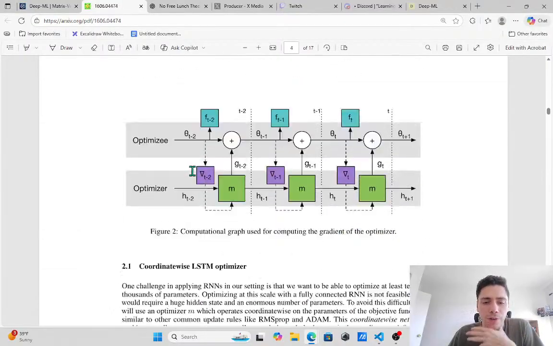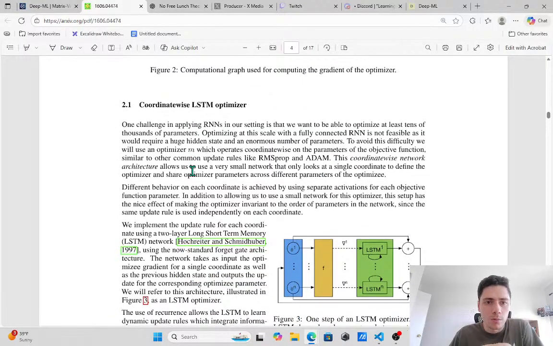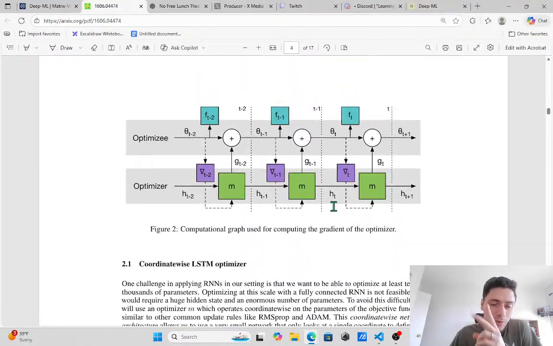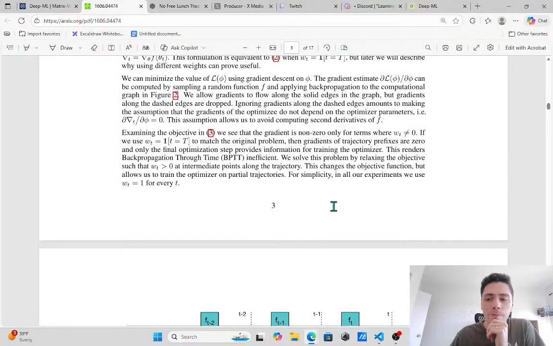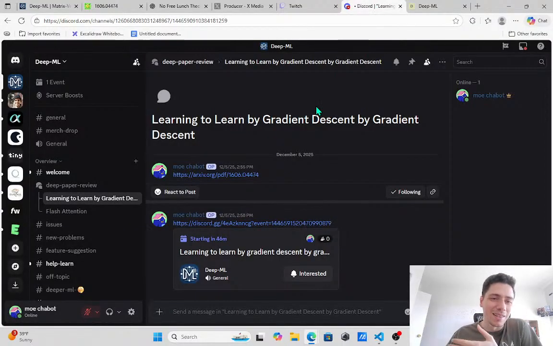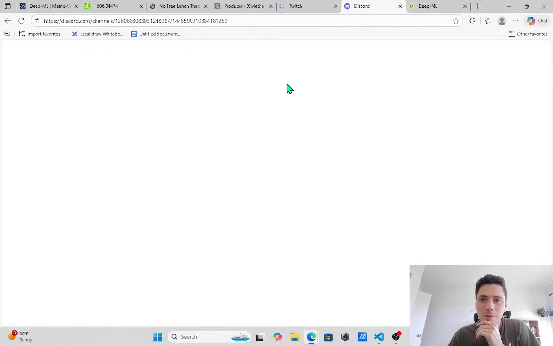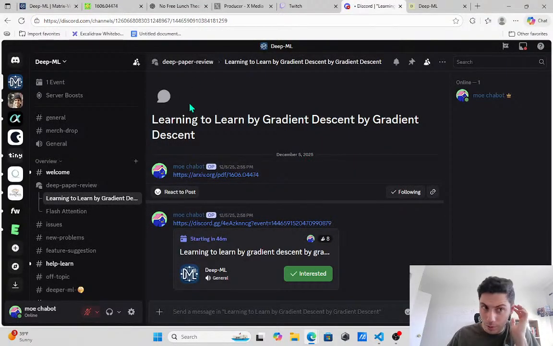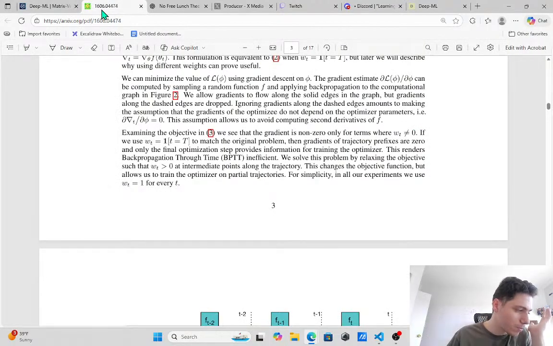Yeah, I feel like if you understand figure 2 and figure 3, I feel like we understand the paper. We have a paper review on our Discord. I mean, if you're here, not a paper review, but paper understanding. Let's try and understand this.